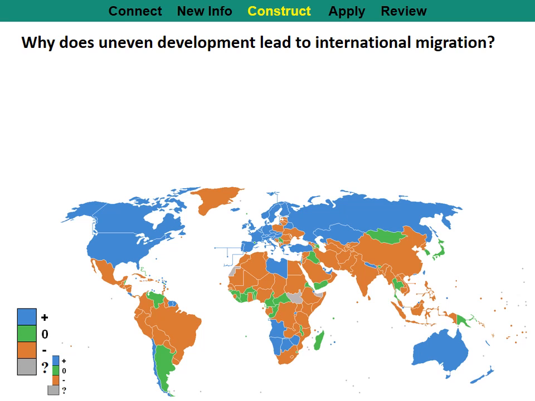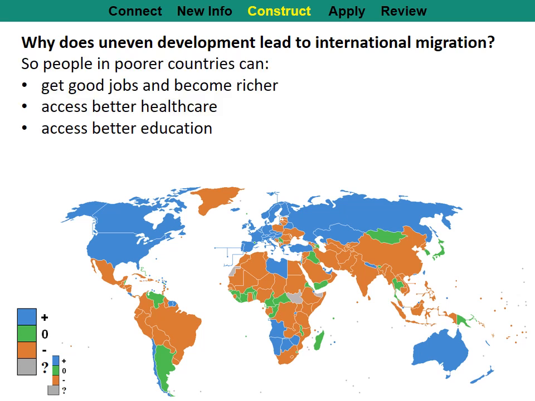So, why does uneven development lead to international migration as a question? We've started to explore that already, haven't we? People in poorer countries move. If there's uneven development, if one country is better than another, people in the poorer country are going to look across the border and think, if I stay here, I'm going to be poor because I'm in that cycle of poverty. The government's not looking after us. There's not good health. There's not good education. My children are going to suffer. Whatever it might be, you've got lots of reasons.